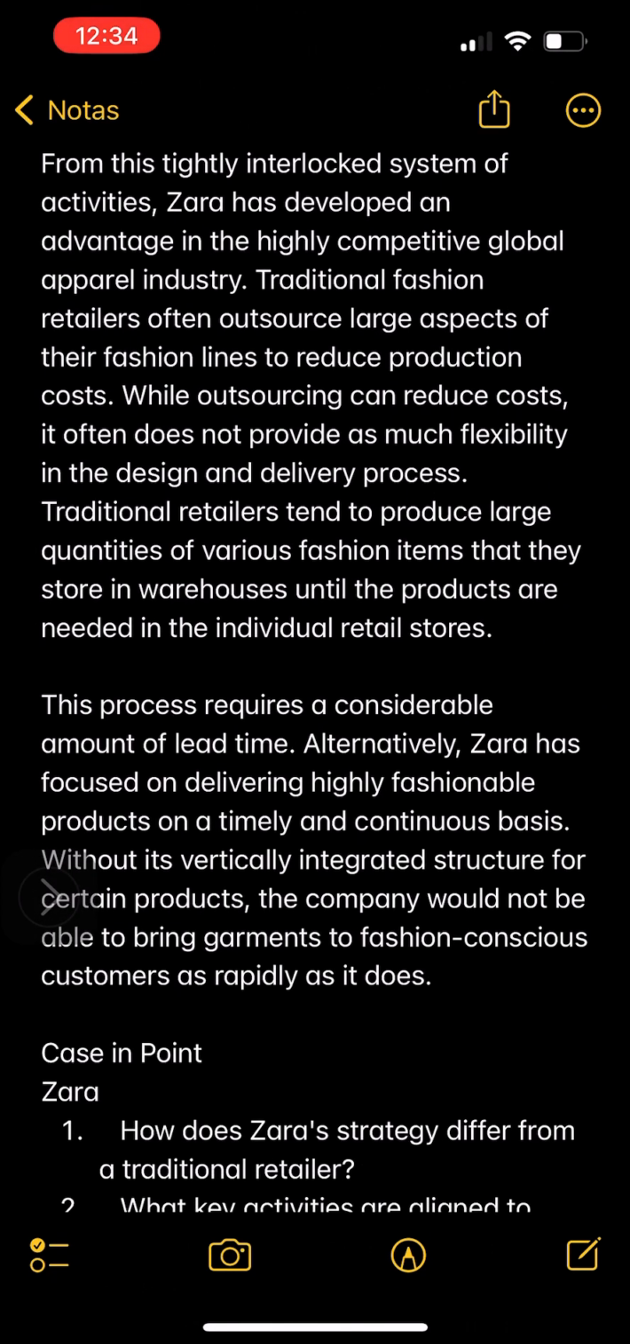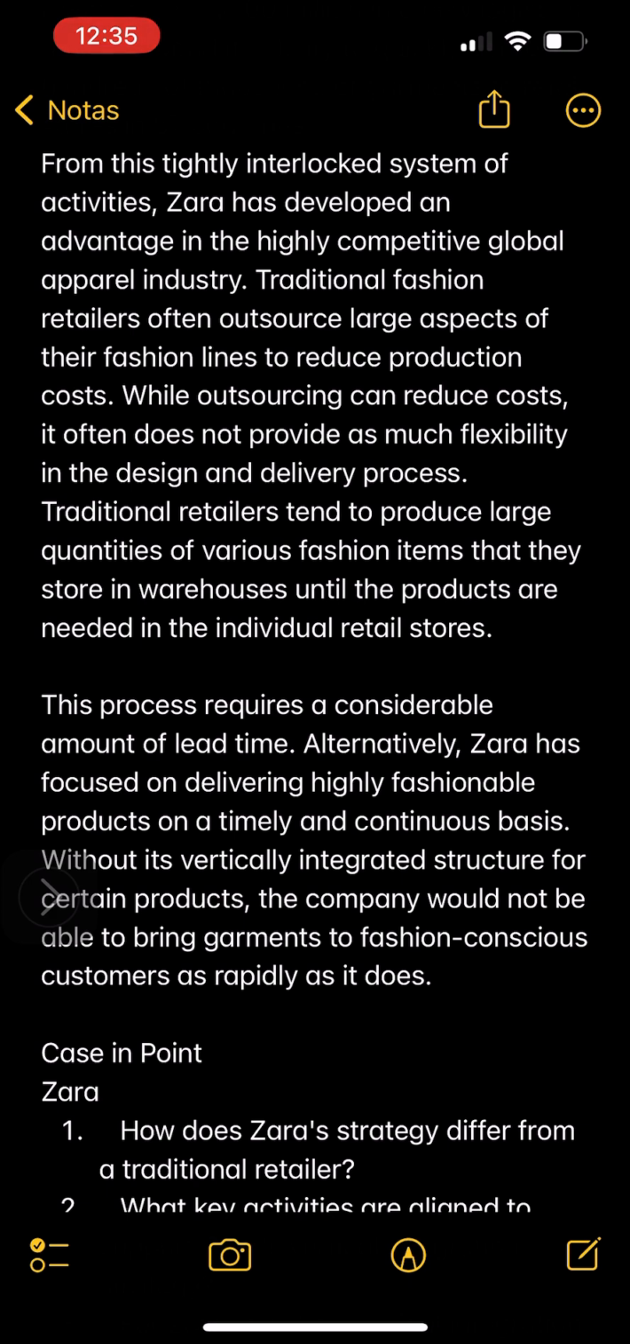Traditional fashion retailers often outsource large aspects of their fashion lines to reduce production costs. While outsourcing can reduce costs, it often does not provide as much flexibility in the design and delivery process. Traditional retailers tend to produce large quantities of various fashion items that they store in warehouses until the products are needed in the individual retail stores. This process requires a considerable amount of lead time. Alternatively, Zara has focused on delivering highly fashionable products on a timely and continuous basis. Without its vertically integrated structure for certain products, the company would not be able to bring garments to fashion-conscious customers as rapidly as it does.